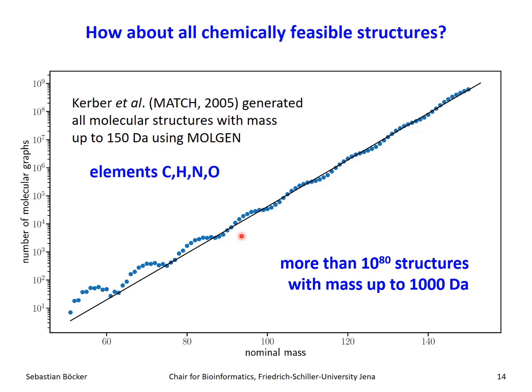And then you see it's definitely more than 10 to the 80 structures with mass up to 1000 Dalton. And you might know that it's estimated that there are 10 to the 80 atoms in the observable universe. And this is only for these 4 elements. So if you add more elements into the soup, then you also get more structures. So I would say it's completely impossible to even consider that, at least when you're searching in a molecular structure database.